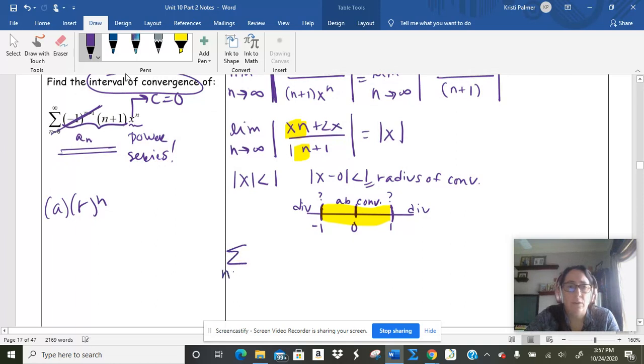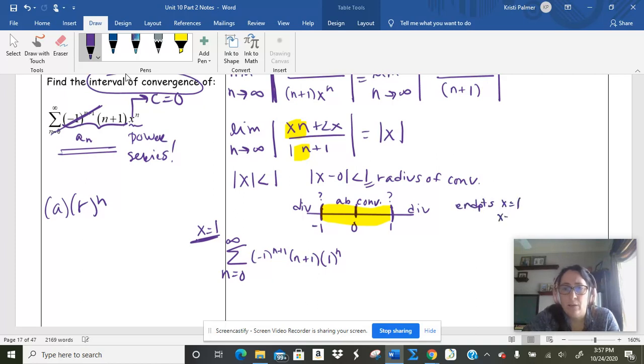So I'm going to go back to the original series, and let's go ahead and do 1 first. So this would be 1 to the n. So we're plugging the endpoints of 1 and -1 back into the original series so that we can see what this series does. Okay, so let's simplify this. Well, 1 to the n, do I even need it? Nope, because that's always 1. So this series is actually this.